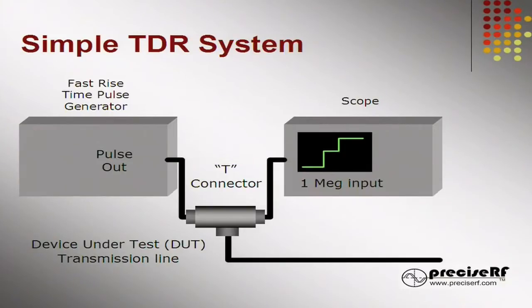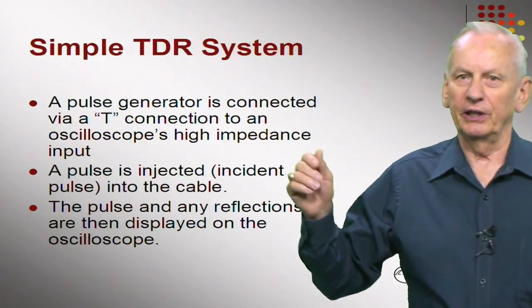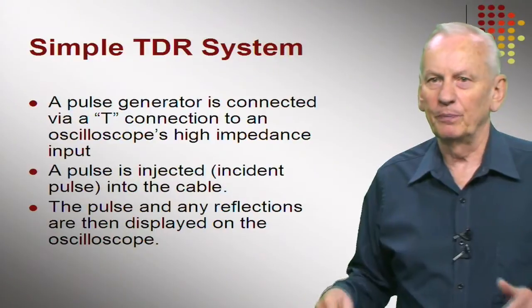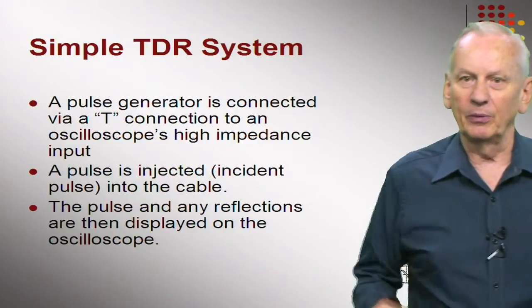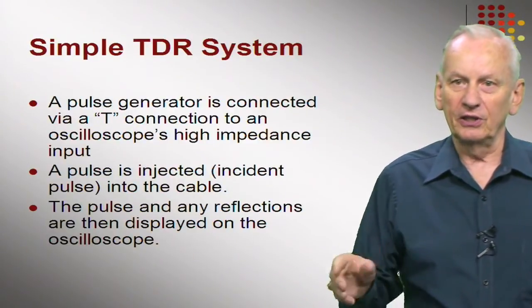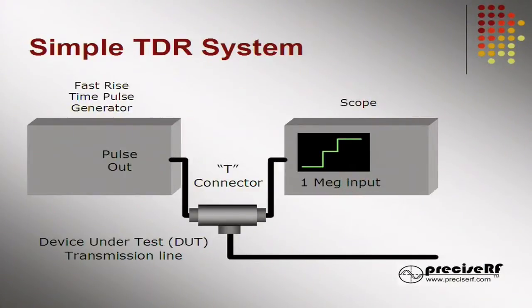All right. Now, here's a simple TDR system. Nothing more than radar applied to cables. So we have a pulse generator that's connected via a T to an oscilloscope, high impedance input. And we have a pulse that's injected, called the incident pulse, into the cable. The pulse and any reflections are then displayed on an oscilloscope. So here's a block diagram. As you can see, we have a fast rise pulse generator, an oscilloscope, a T connector, and the device under test, the DUT. So we send that pulse out, look for reflections, and measure the round trip time, and we can tell you where the fault occurred.